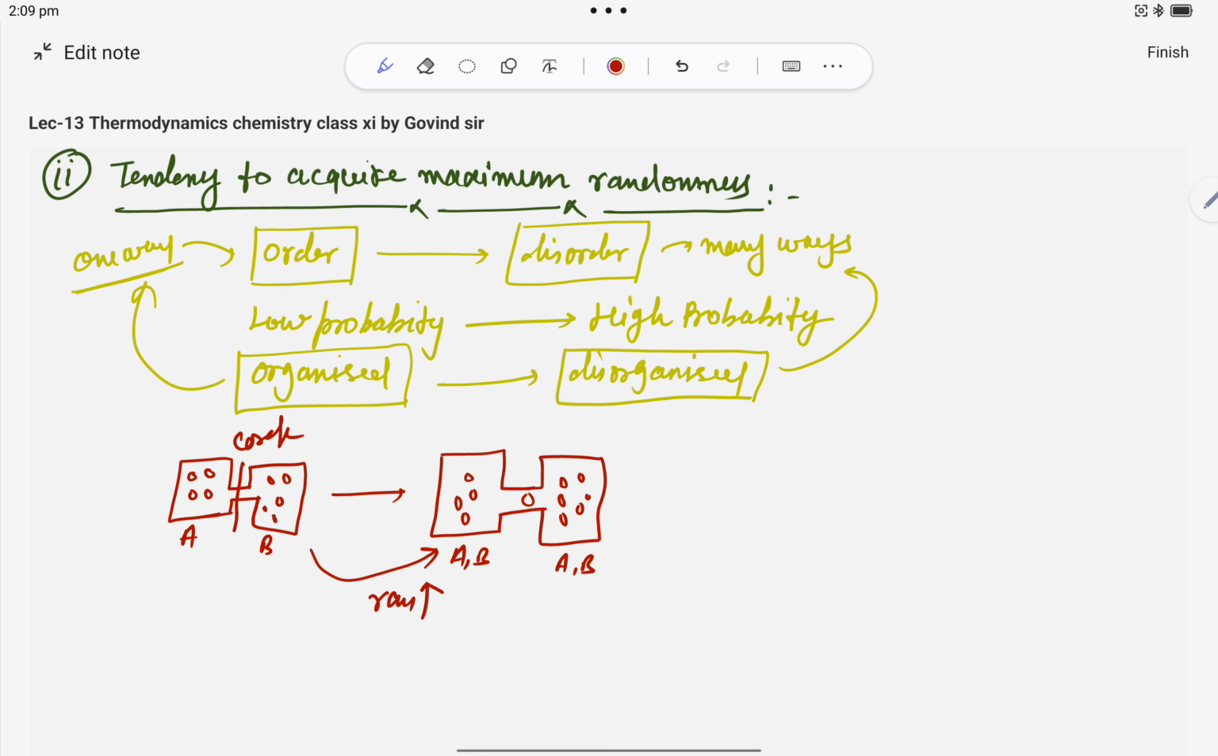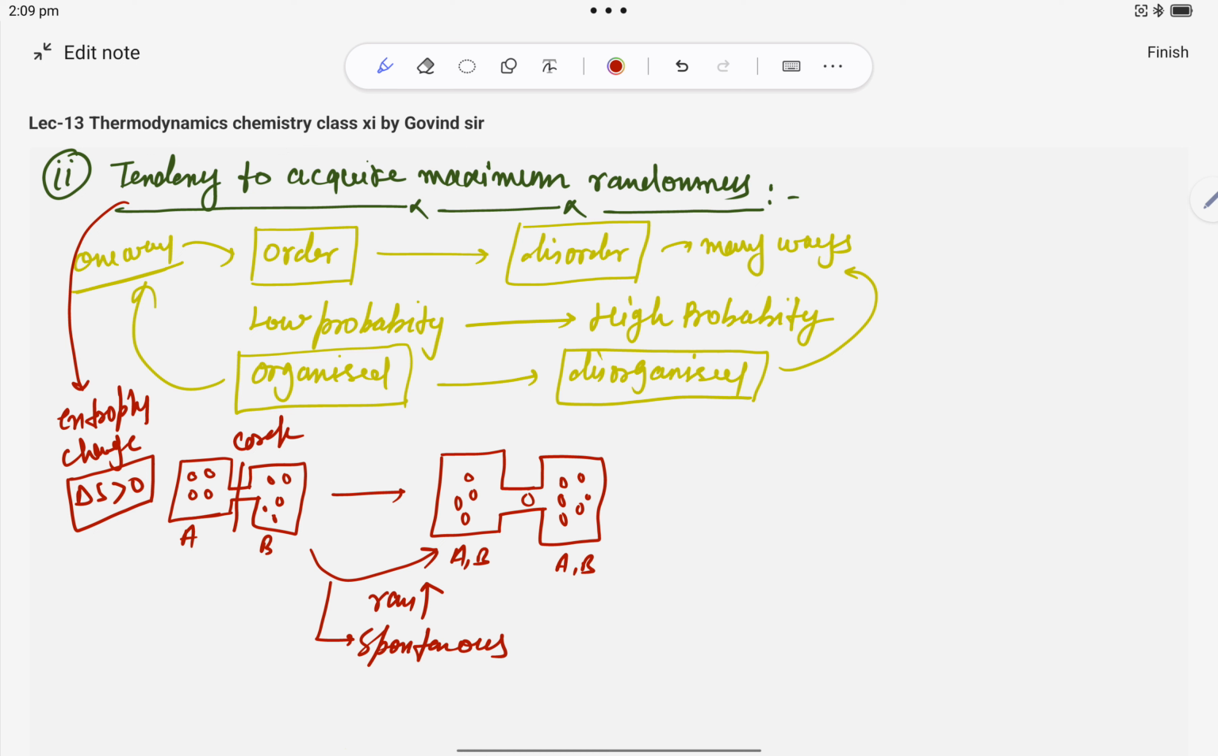So if randomness increases, then the process will be spontaneous. So mixing of gas is what process? Spontaneous. Okay, that means you can say change in entropy, delta S, should be greater than 0. If randomness increases, then entropy change will be greater than 0.